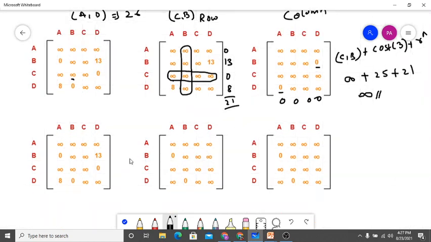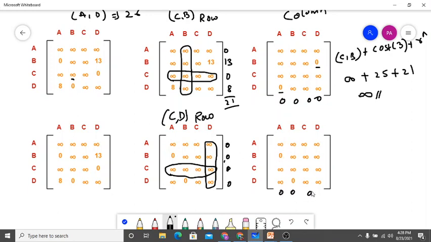Next, if we take the next one, from C to D, we do row reduction with the same matrix. So what we need to do? C and D should be infinity. And here 0, 0, 0, 0, nothing is there to reduce in the row as well as in the column.